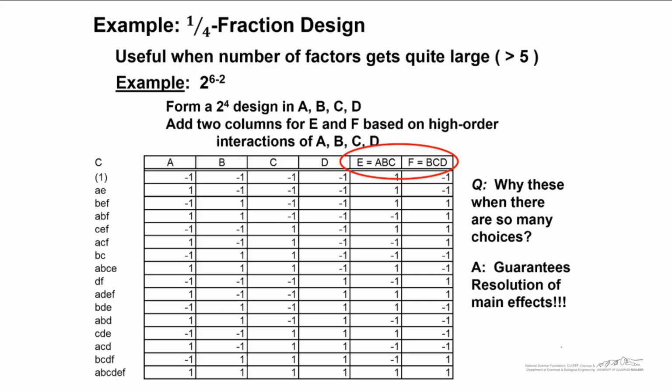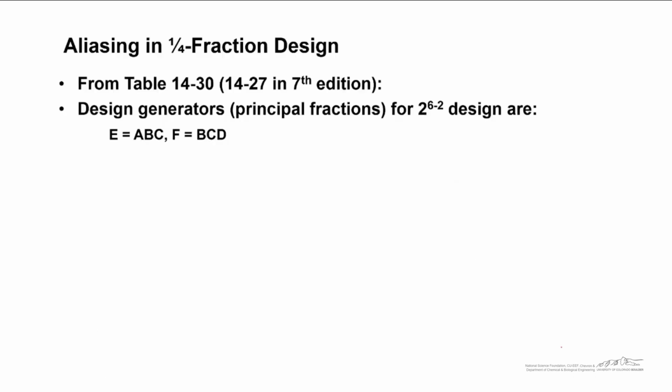In order to determine which combinations of E and F to use, we just multiply A, B, C to determine E, and we multiply B, C, and D to determine the level that F should be run in for each of these experiments. As I just mentioned, from table 1430, we can get the design generators for the 2 to the 6 minus 2 design. These are the design generators.